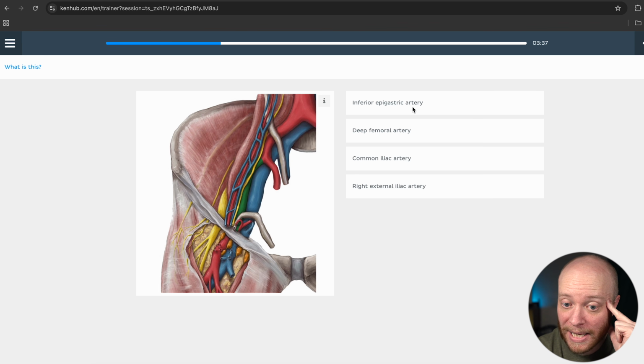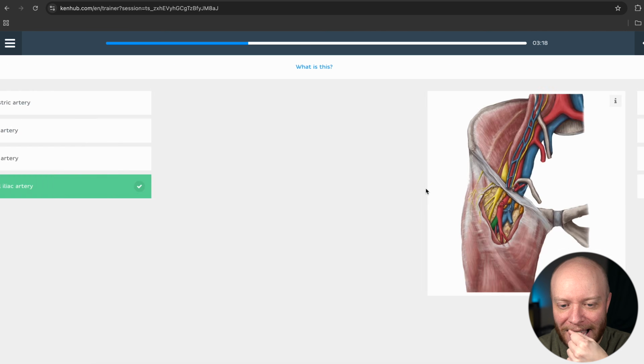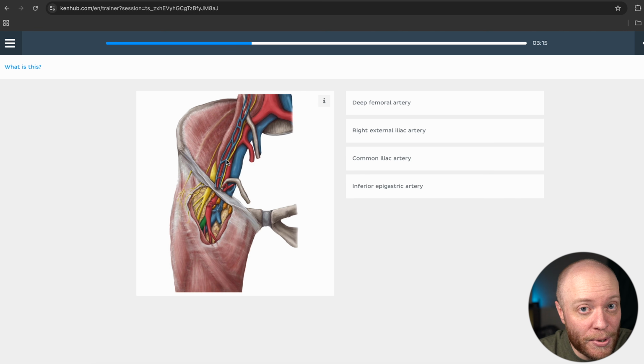So is this the inferior epigastric artery, the deep femoral artery, the common iliac artery, or the right external iliac artery? It starts here and goes down. Again, you can pause it if you need to. So this right here is the right external iliac artery. Okay, so we have another blood vessel. This time it's this little tiny one down here. Is this the deep femoral artery, the right external iliac artery, the common iliac artery, or the inferior epigastric artery?